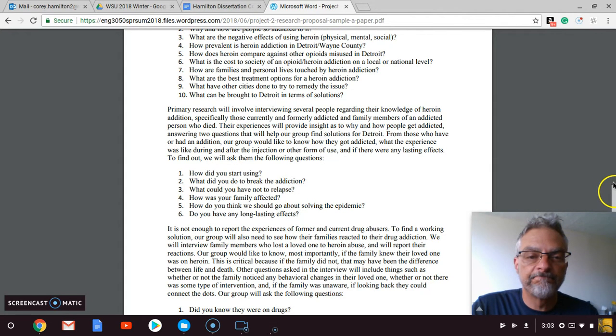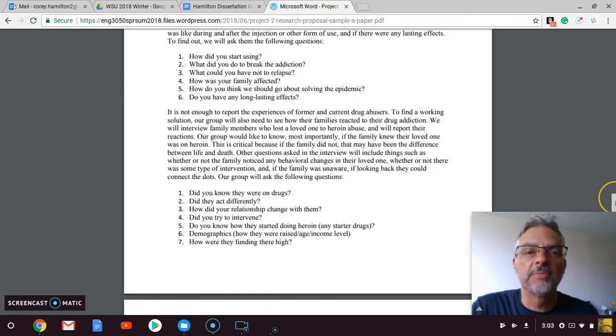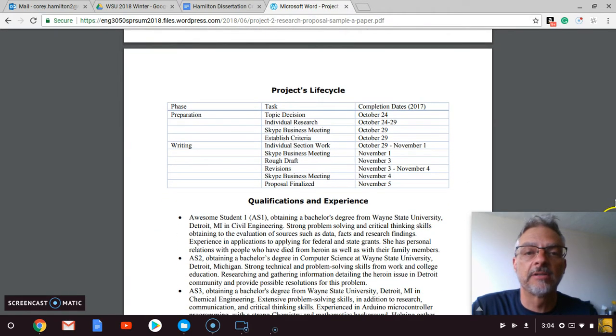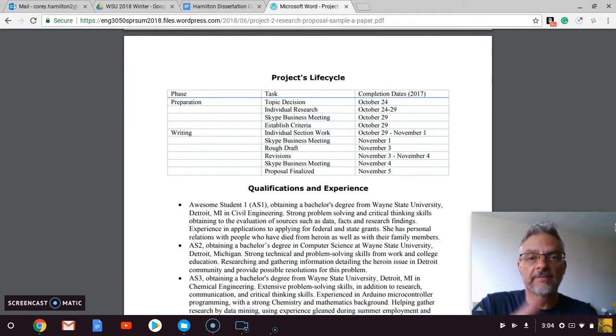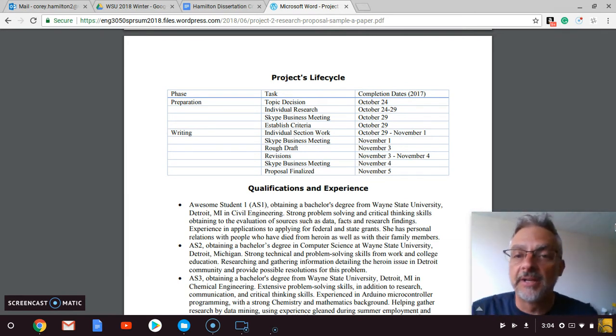But I do like the fact that this group did include the primary research questions, right? So we've got a really good idea of what's happening. And now you get the life cycle, right? Your dates would obviously be different, but you can do something similar to this. Here's the phase, a preparation phase. Here are the specific tasks, and here are some completion dates.